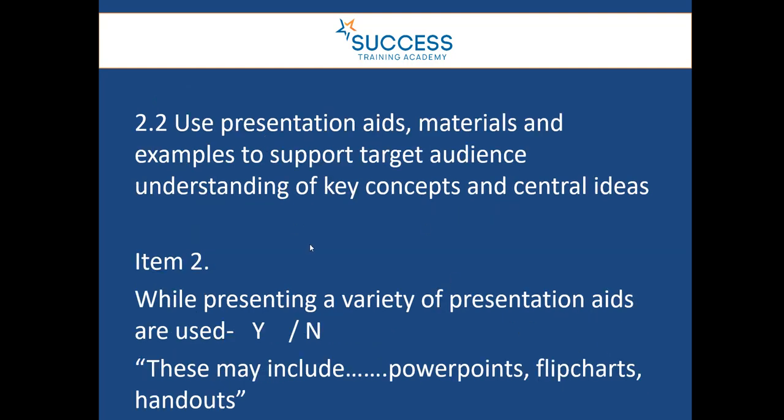So 2.2 from the unit: use presentation aids, materials and examples to support target audience understanding of key concepts and central ideas. If we were putting that into an observation checklist item: while presenting, a variety of presentation aids are used. Circle yes or no. These may include PowerPoint, flip charts, handouts. Again, just another example of how we can turn this into an observable item.